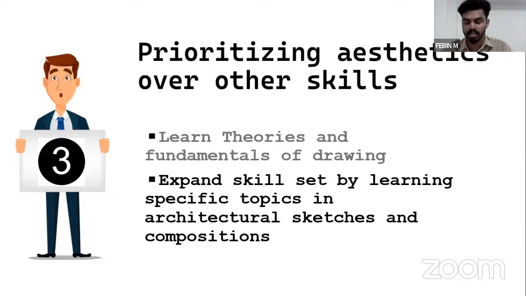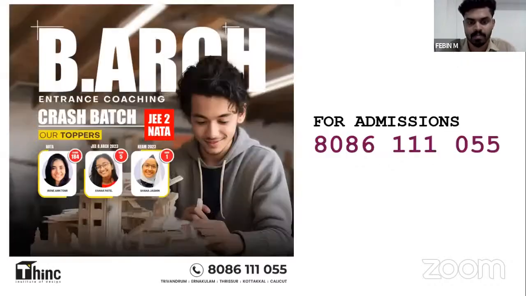Then expand your skill set by learning specific topics in architectural sketches and compositions. Like, to attempt scene drawings, you have to have an idea about what a point of view is and what a perspective drawing is. So you have to have an idea about each of these topics. Learn all these topics, the theories and the fundamentals, and then you can go for aesthetics. It should look good, it should be aesthetic, but before that, all these points come.